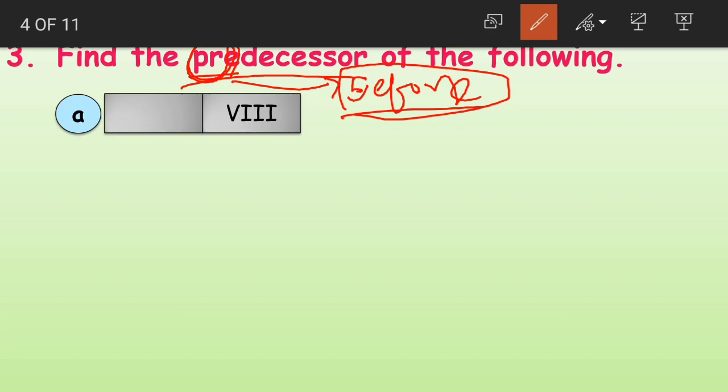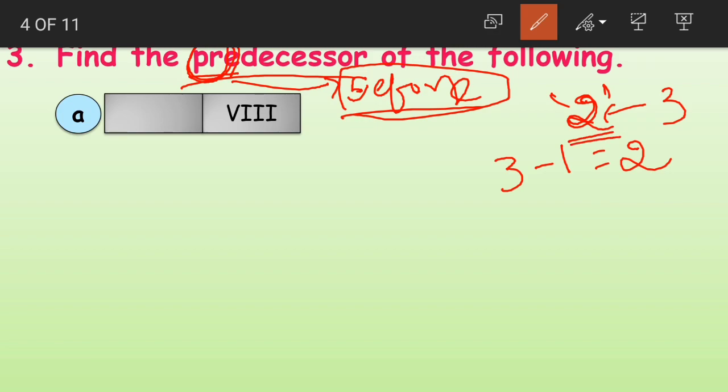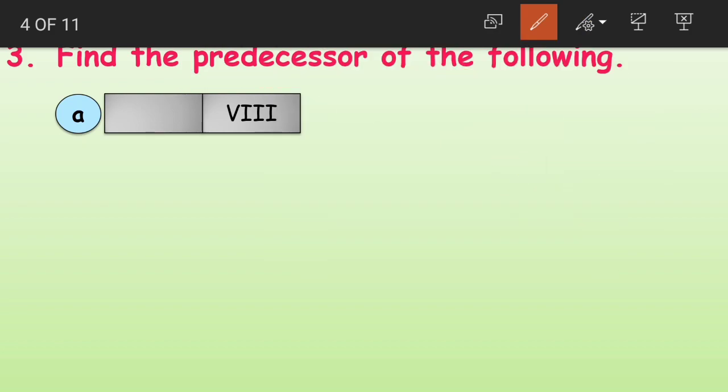Like when I say 2 comes before 3. How can we find out? 3 minus 1 is equal to 2, right? 2 comes before 3. How do we find it out? We can get it by subtracting 1 from 3. In the same way, for the predecessor, we subtract 1 from the given number.